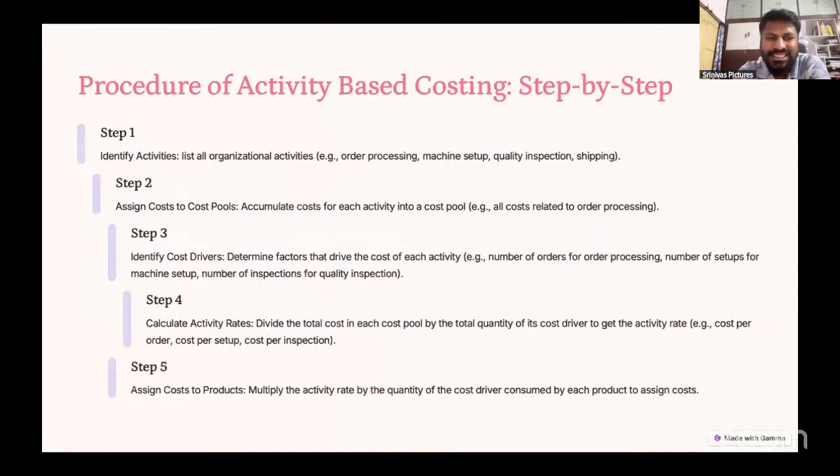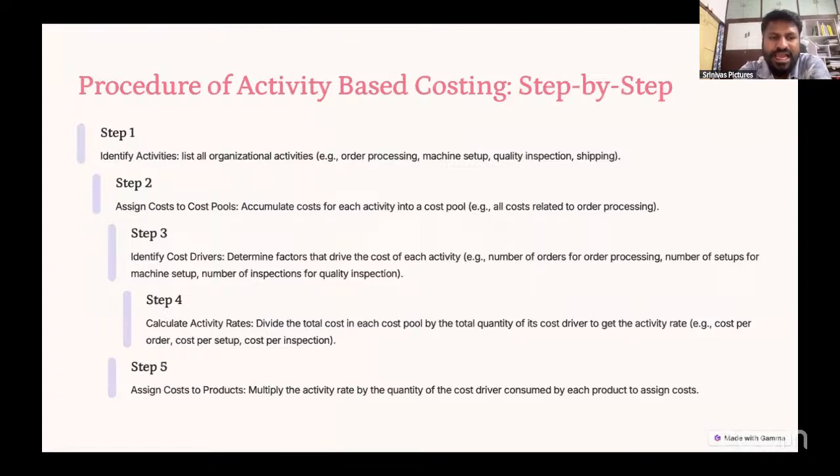Step 2, assign the cost to cost pools. Accumulate the cost for each activity into a cost pool. So all costs relating to order processing. Here, assigning cost to cost pools means whatever cost we identified, we have to allocate to the relevant pools. So that is activity into cost pools.